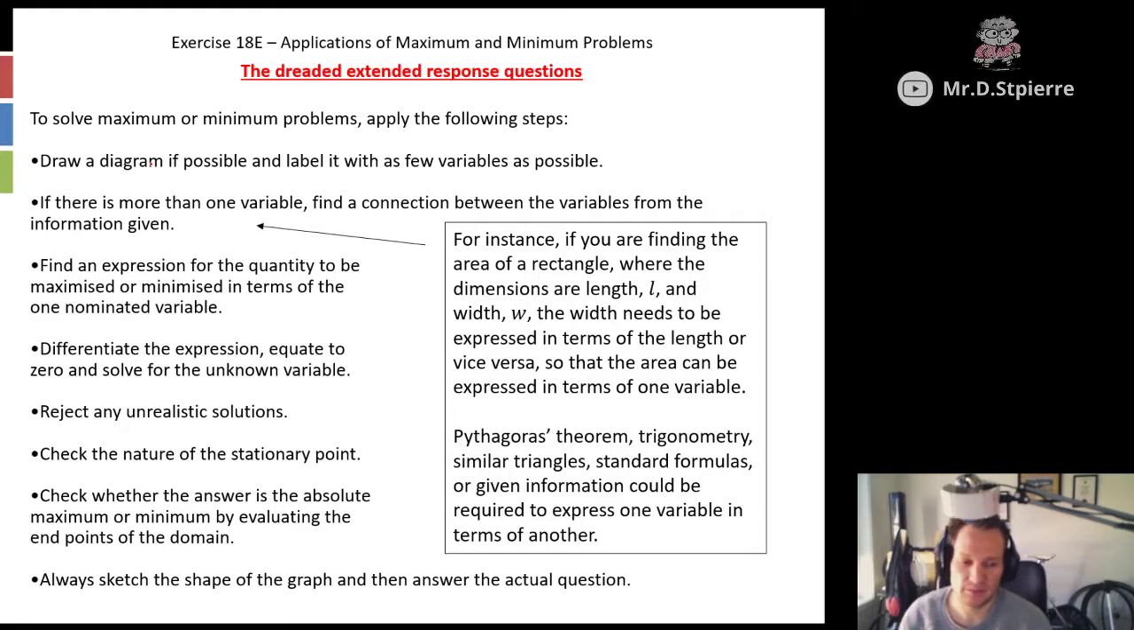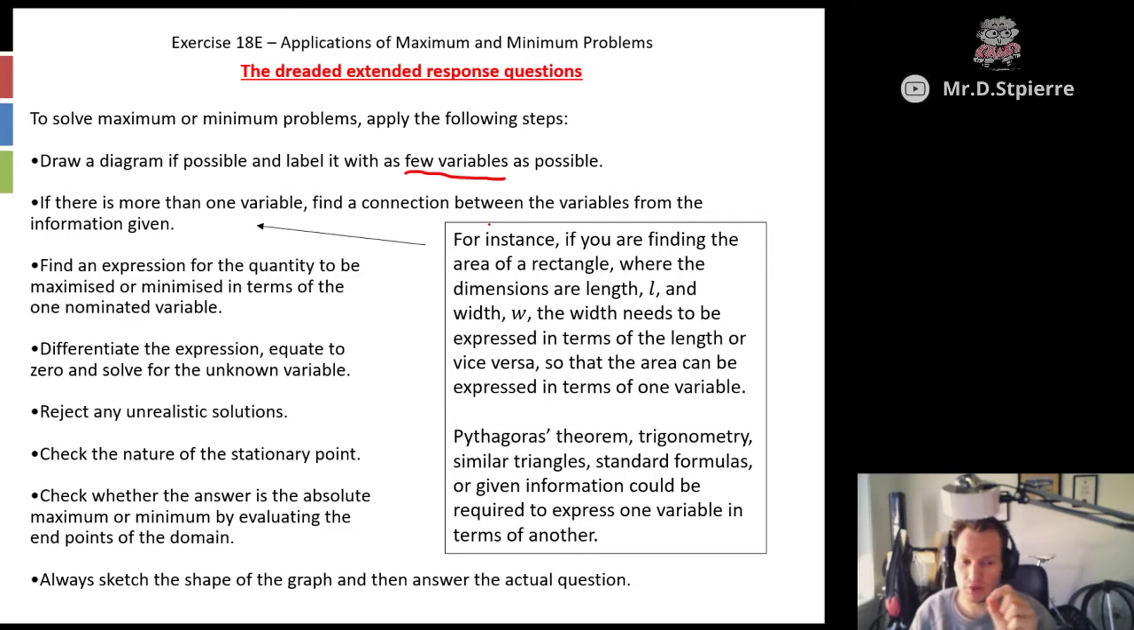Here are the following steps that you want to apply. First off, always try and draw a diagram and label it with as few variables as possible. And what I mean by that is not leaving things out. Try and use the same letters over and over and over. So we'll come to a problem where we're dealing with perimeter or area.